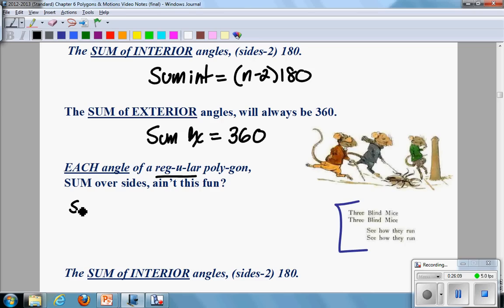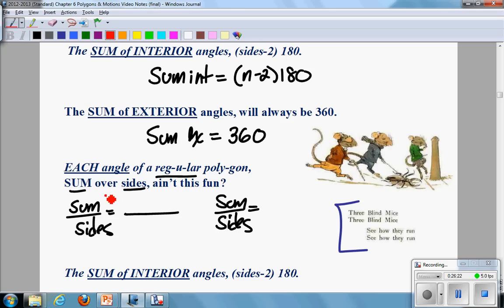But there's two versions. There's the interior version, and then there's the exterior version. The interior version is this: n minus 2 times 180 over n. And the exterior version is this: 360 over n. You can get a handle on these four equations. The actual in-class work is quite simplistic. Let me give you an example.